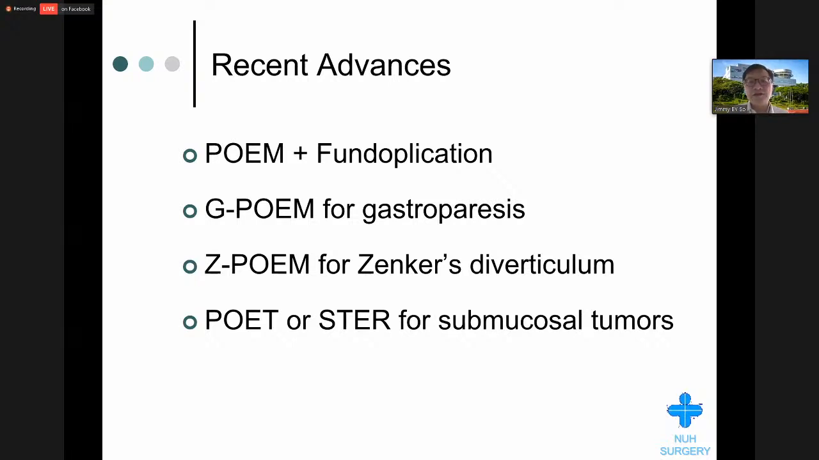Certainly, the field of surgical submucosal endoscopy has also expanded to other diseases, such as gastric POEM for gastroparesis, or Z-POEM for patients with Zenker's diverticulum. Submucosal endoscopy can also be applied for excision of submucosal tumors. We call it POET, or STER, submucosal tunneling endoscopic resection, which I think Philip will talk about in his lecture.